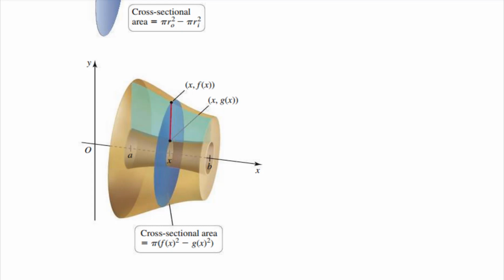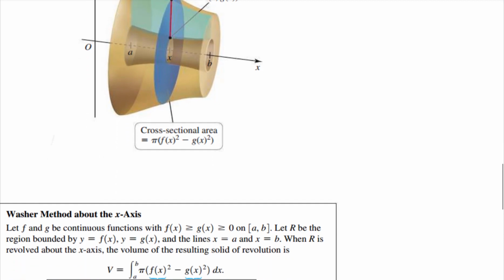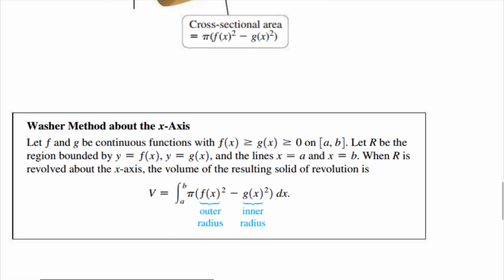Same game as what we were doing before. It's almost like the area between curves. Almost, but not quite. So here's our definition: the washer method about the x-axis.